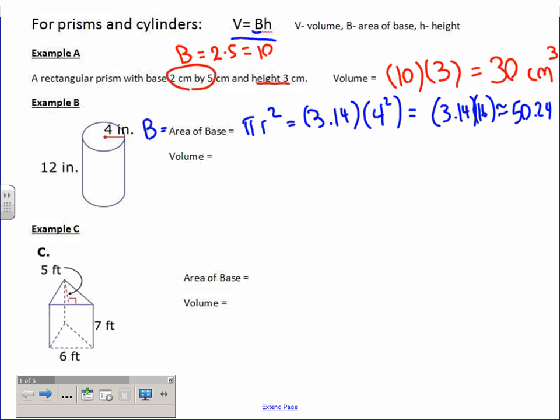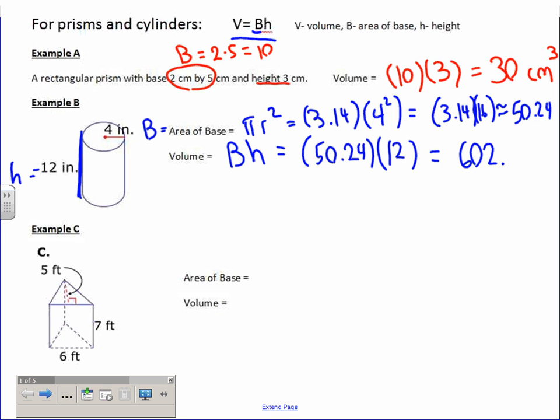Now we need to multiply that times the height. So volume is big B times H. We just found big B, the area of the base, is 50.24. Need to multiply that times the height of the cylinder. The height of the cylinder is 12. So 50.24 times 12, that's 602.88 inches cubed. Three-dimensional object, three-dimensional units.